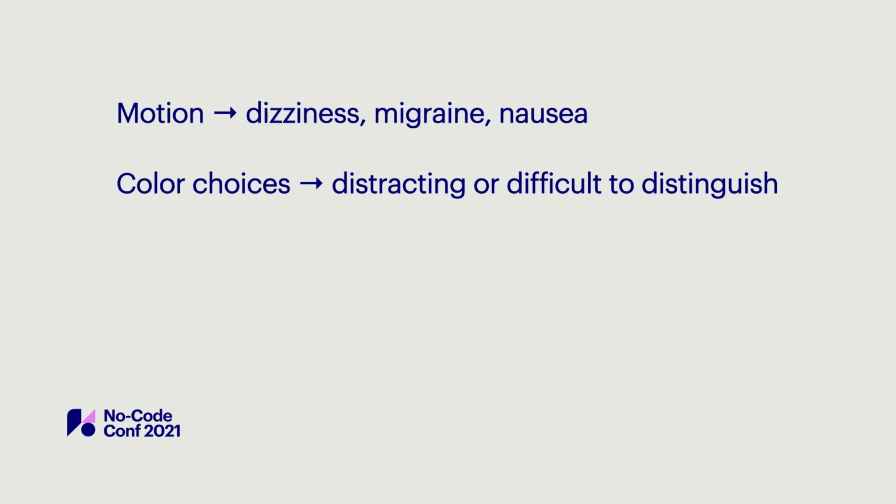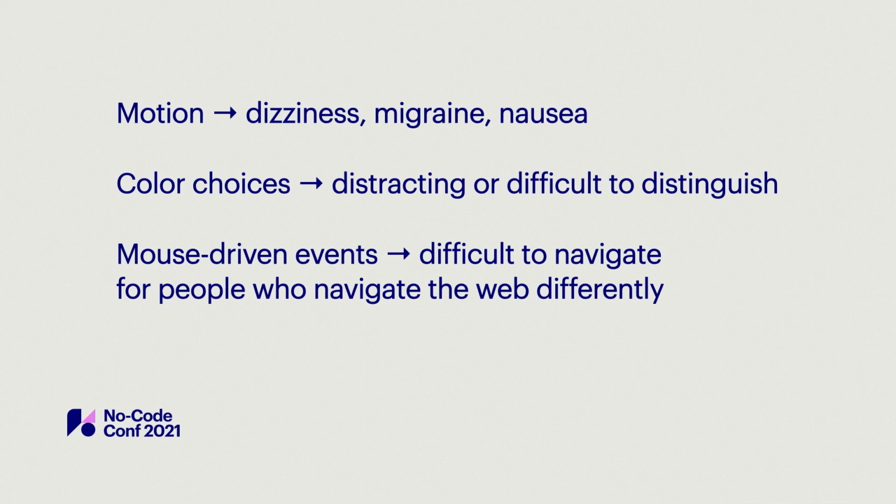We also learned that our color choices could have the same impacts or be difficult for people with visual impairments to distinguish. That includes using text with insufficient contrast and using color combinations that can cause similar harm to motion. And they explained how our mouse-driven events, things like interactions that happen on scroll, hover, or click, made the pages difficult to navigate for people whose disability impacts how they use the computer, like people who use the keyboard rather than a mouse to navigate.